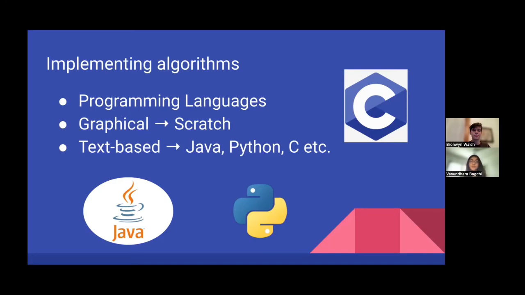Now, most of these programming languages are very similar. So once you learn one programming language, it becomes a lot easier to get the hang of others.